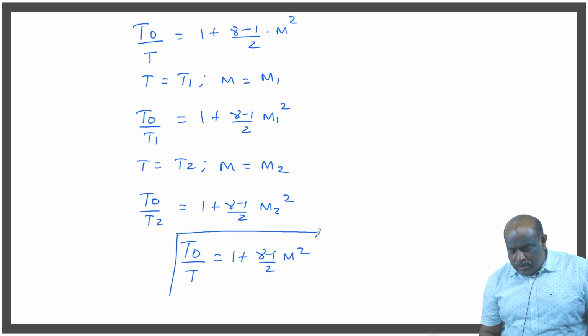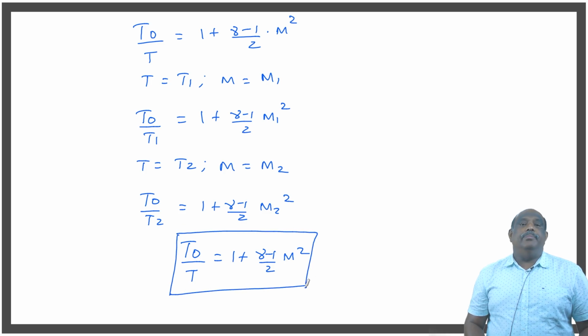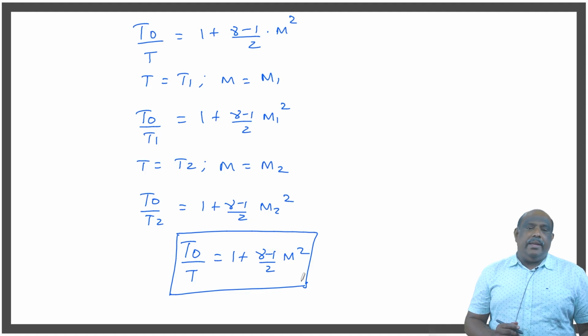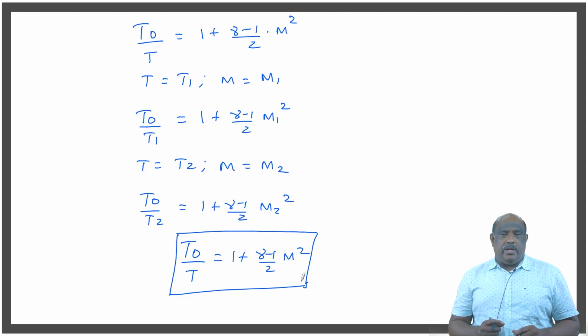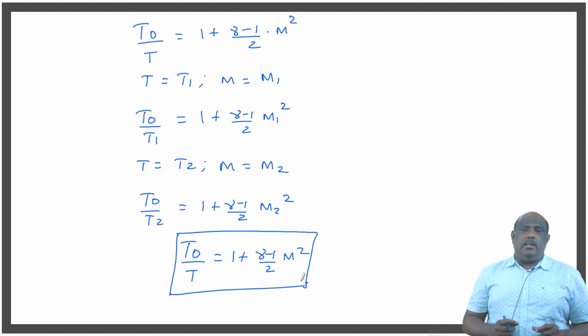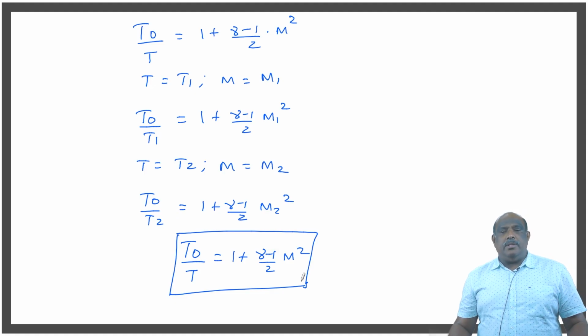So please make a box and memorize it. These equations are also available in the standard gas tables, so there's no need to learn them by heart, but you should know the physical meaning of this equation. Here T naught is the stagnation temperature, T is the static temperature, and M is the Mach number.